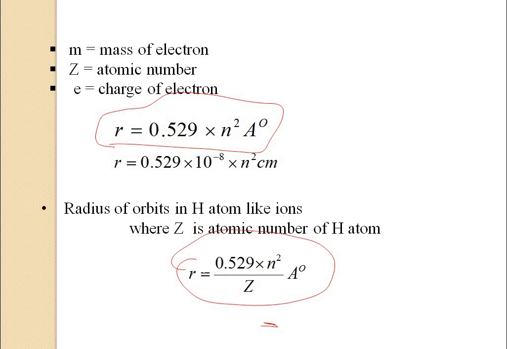We have to find the radius of the nth orbit. If you want to find the radius of the first orbit, then you can substitute n equal to 1. If they give a hydrogen atom, then the Z value will be 1, like that also we can consider. So this is the calculation for the radius of the nth orbit by using Bohr's theory.